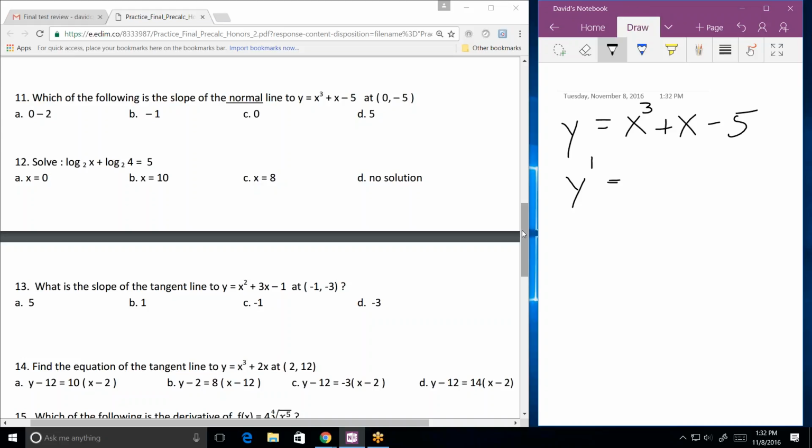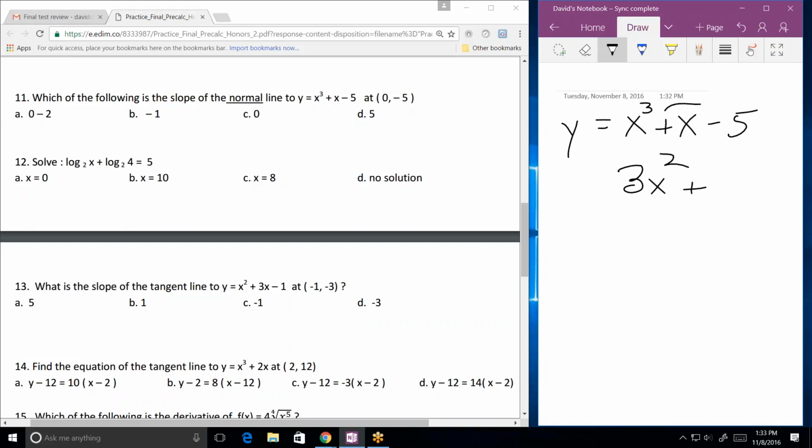You get 3x squared plus x plus 1. Let's talk about the first derivative, because I know you're going to take calculus next year and have to do all of this. You start with the exponent, multiply it, and subtract 1. So 3x squared, that's the power rule.